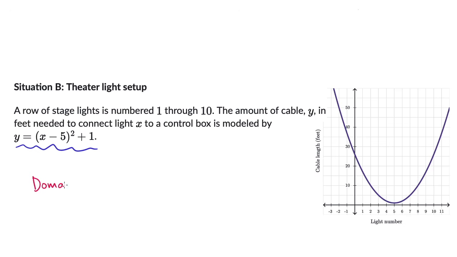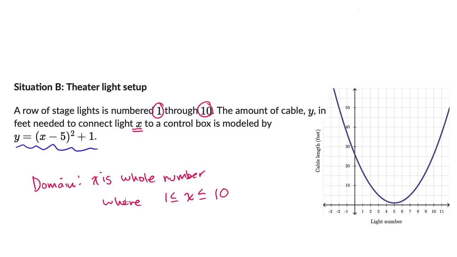So the domain in this situation, well, the X is the control box number. And those are numbered 1 through 10. I'm assuming it's only the whole numbers 1 through 10, that you can't have box number 1.5 or box number pi. So I would say X is a whole number. I could say in between 1 and 10 included, or I could say where 1 is less than or equal to X is less than or equal to 10.